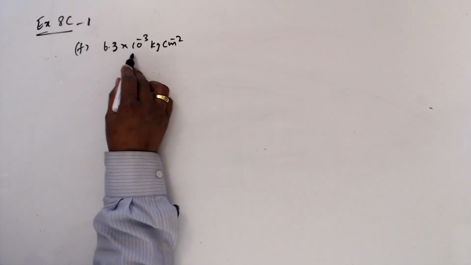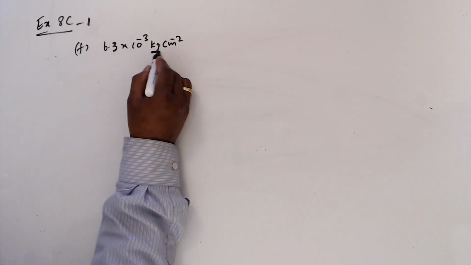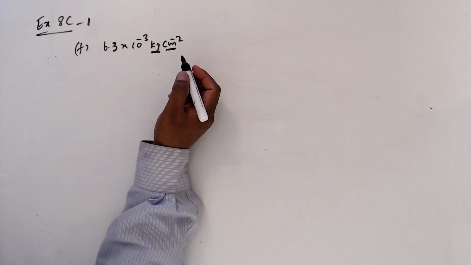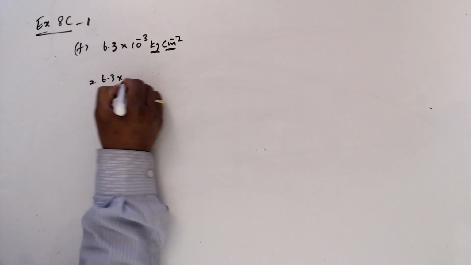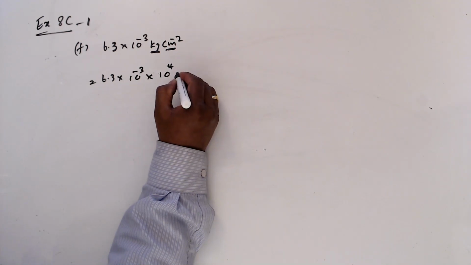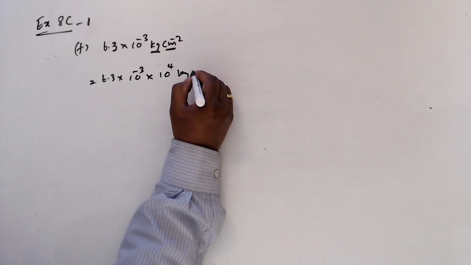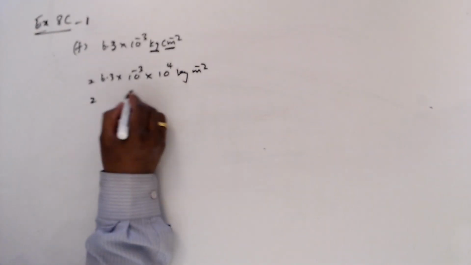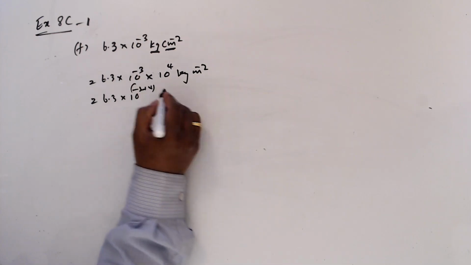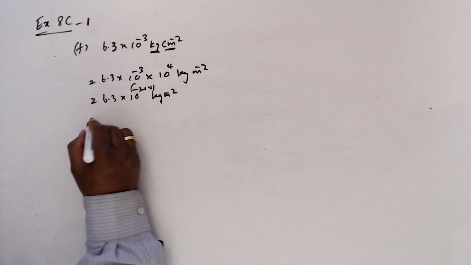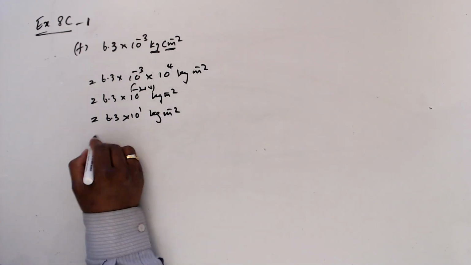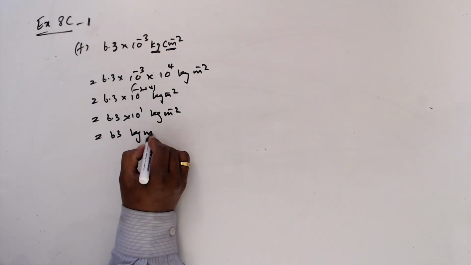Question F, 6.3, this is kg cm, so there's no worry about kg, only the problem is square centimeter. So this is 6.3 times 10 minus 3 divided by 10 to the power 4 kg per square meter. So this is going to be 6.3 times, this is minus 3 plus 4, kg m minus 2, 6.3 times 10 to the power 1 kg m minus 2, this is 63 kg m minus 2.